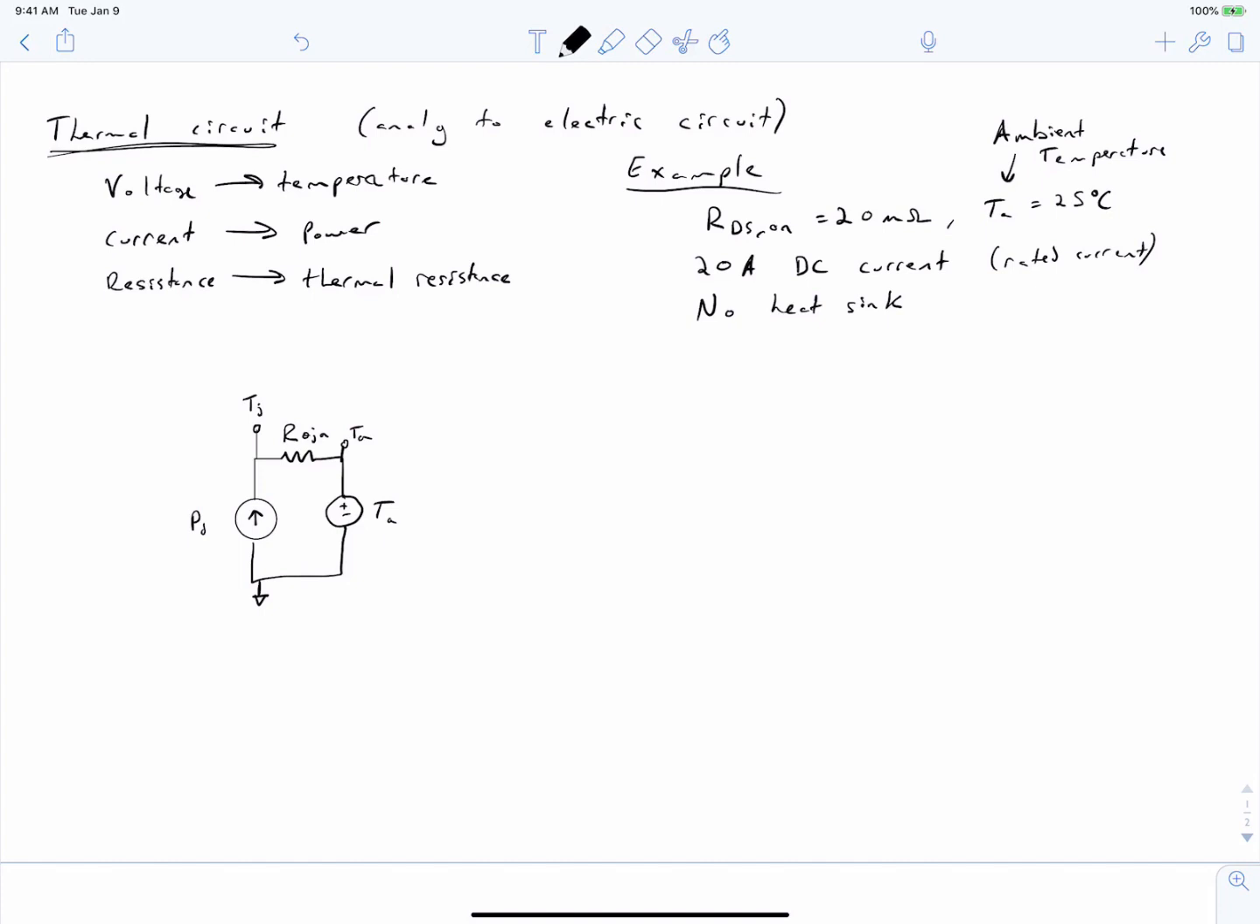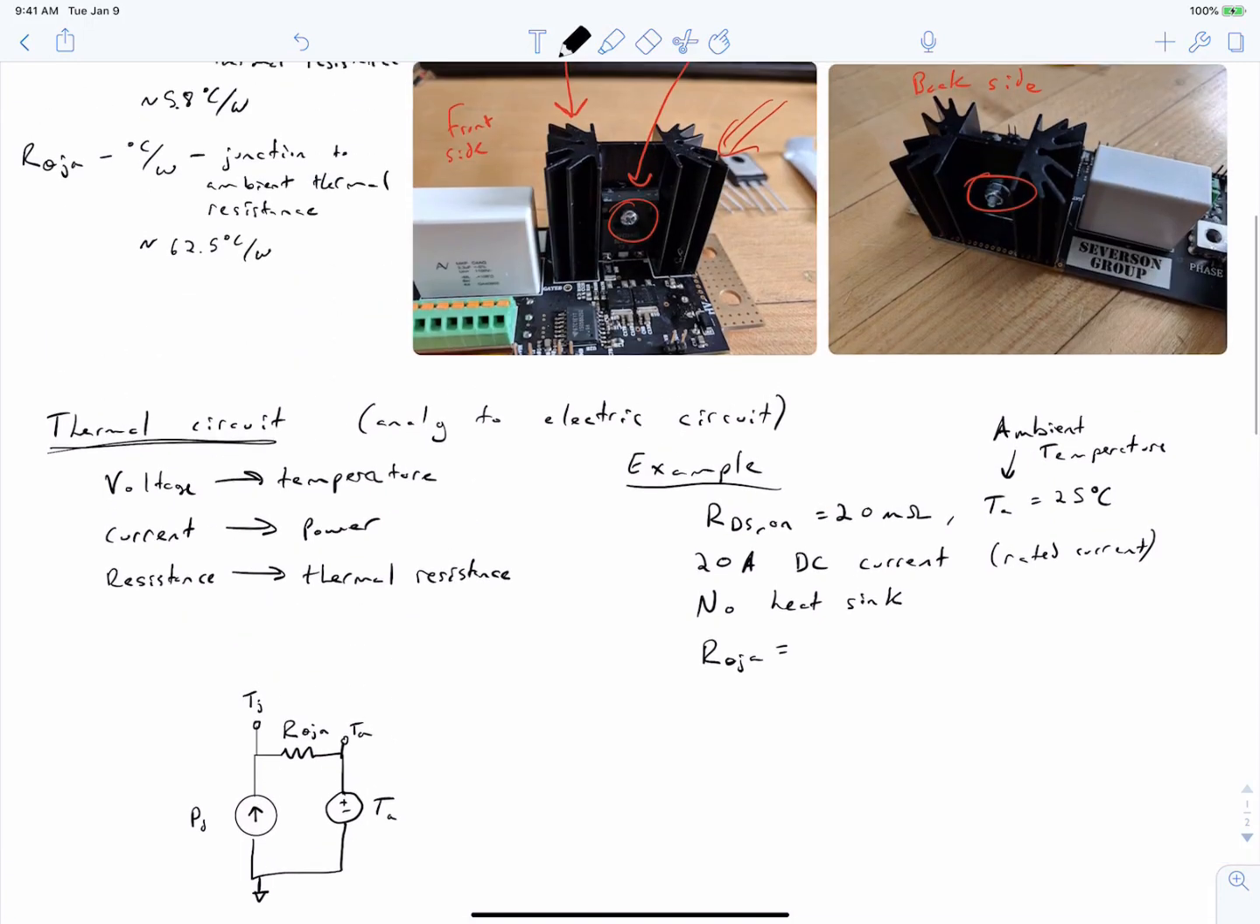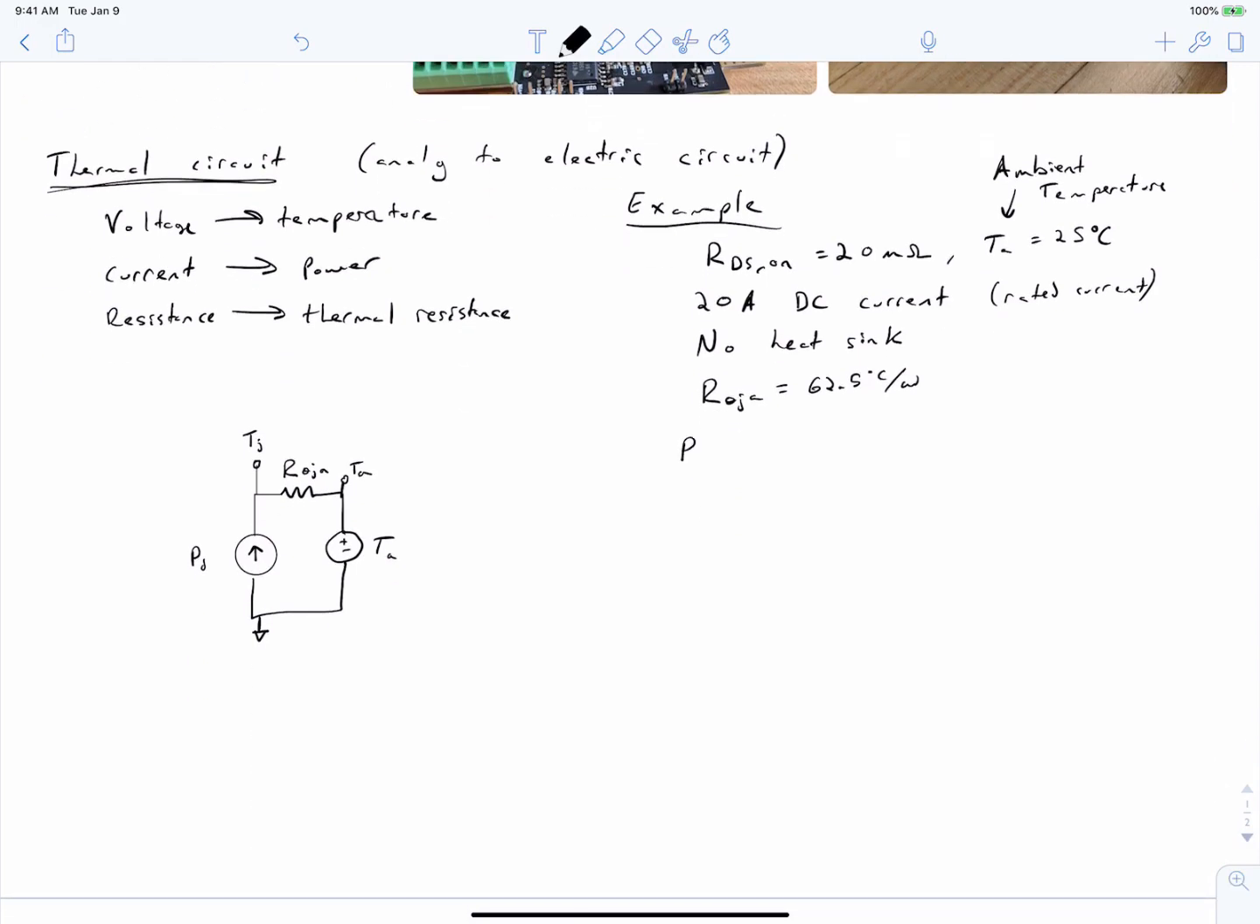Okay, so I'd like us to work through this example. I want you to calculate the power dissipated and the junction temperature by solving this circuit. So immediately you know what R theta JA is, because we gave it up above. It's 62.5 degrees Celsius per watt. So first find PD, then find the junction temperature. And hit play when you're ready to see the solution.